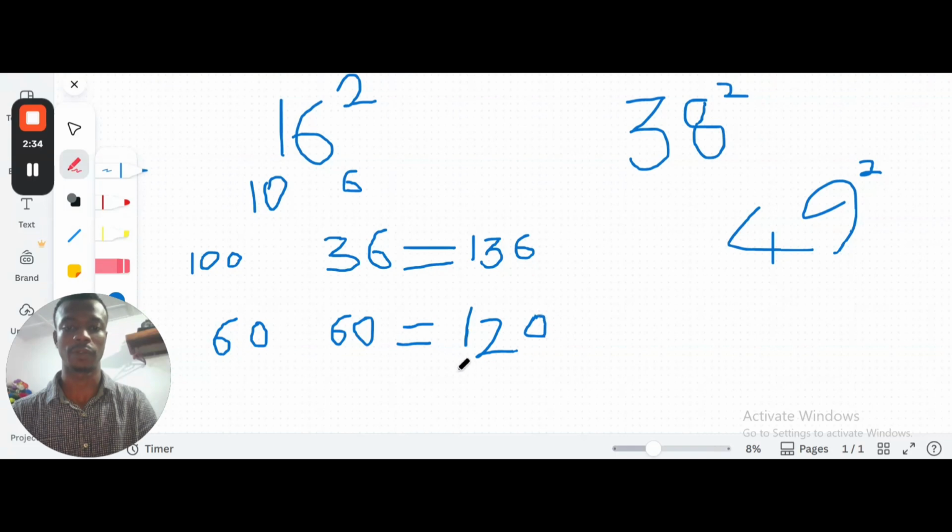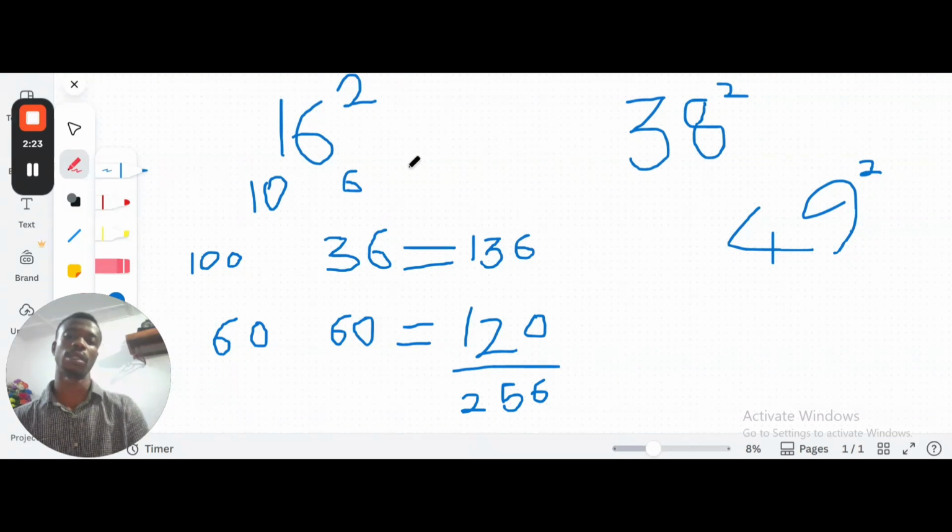Now you simply have to add up all of these. And you're going to get 256. So the square of 16 is 256.